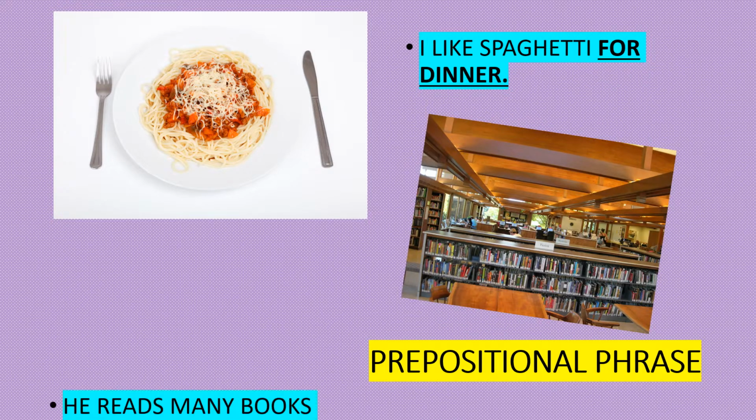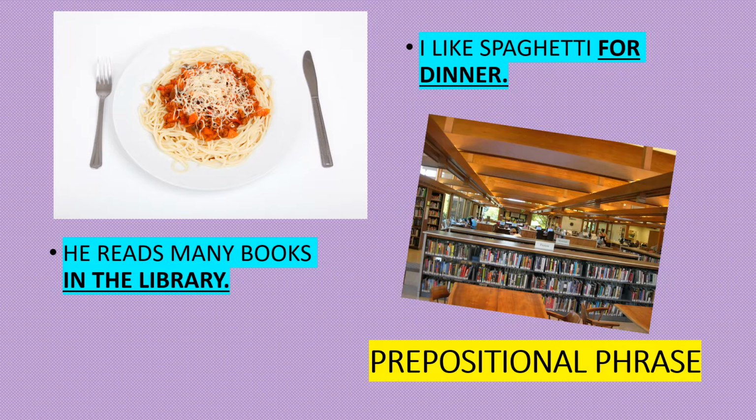Now let's see what a prepositional phrase is. A prepositional phrase begins with a preposition, example, in, at, for, behind, until, and so on, that we'll discuss in the next video, and modifies a word in the sentence. A prepositional phrase answers one of many questions. Here are a few examples. Where, why, in what way? For example, I like spaghetti for dinner, or he reads many books in the library. So always remember that prepositional phrase will come after an object.